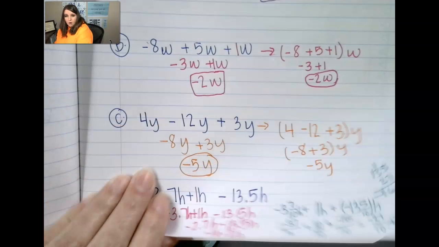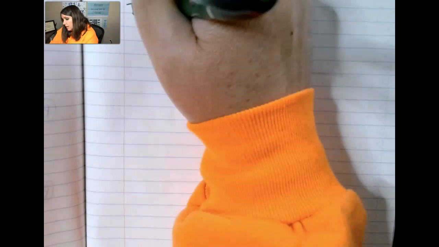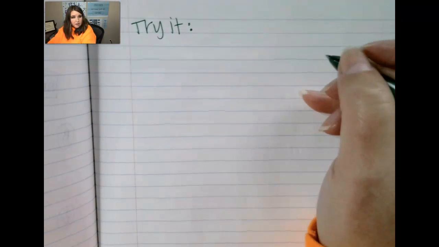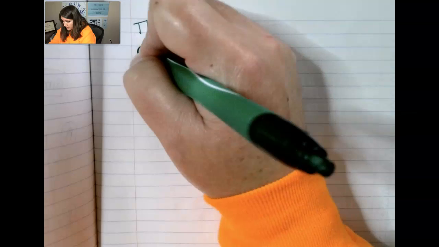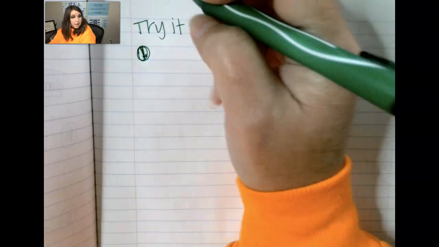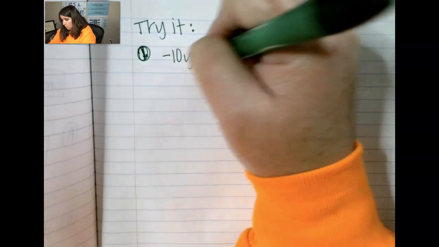Okay? All right, it is your turn now to do a try it or two. So let's go ahead and do a try it. If you need to rewind a little bit and hit pause so that you can finish writing that one out, we're going to do our try it now. Our try its for today are simplifying the algebraic expression. Try it number 1 says negative 10y plus 15y.